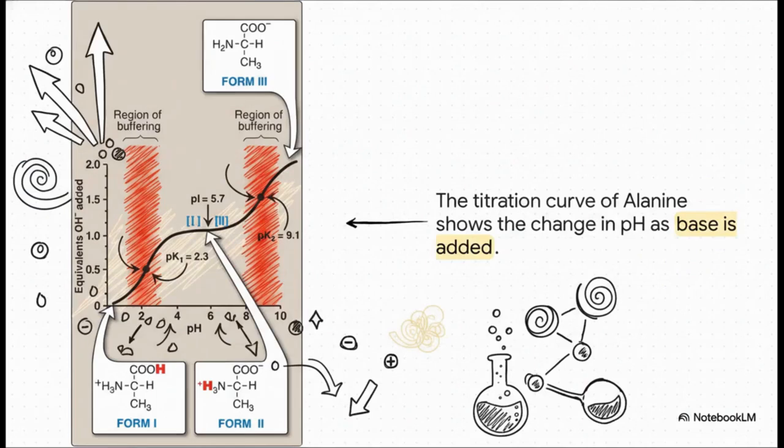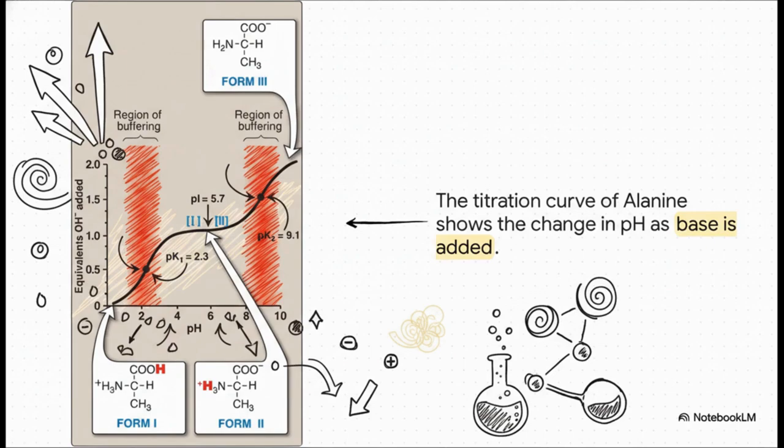And this graph, this titration curve, it's basically the whole story of alanine's journey in one picture. On the bottom, the x-axis, we're tracking the pH. And on the side, the y-axis, we're seeing how much base we've added. Now, see those two parts of the curve that are kind of flat? Those are super important. Those are the buffering zones, where the pH just refuses to change much at all.